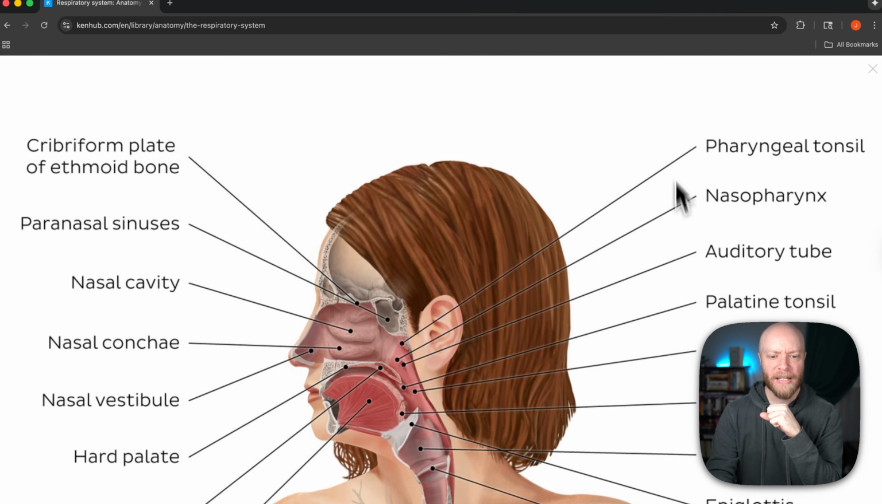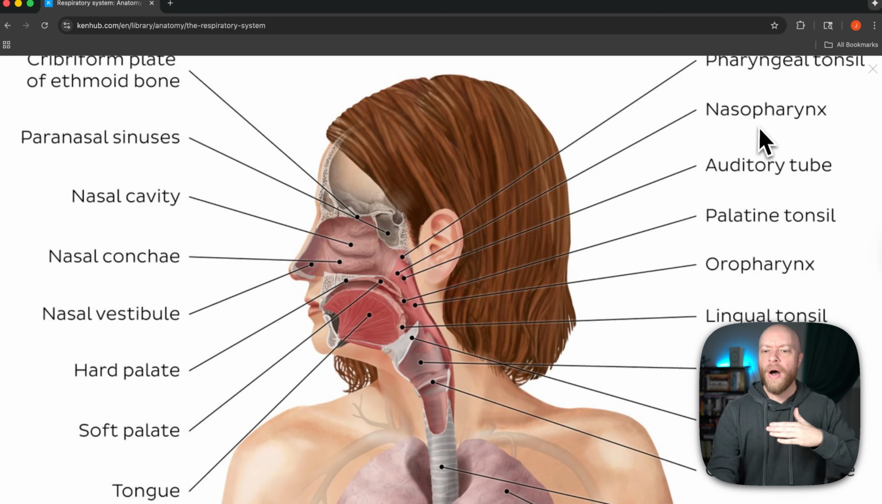So I'm going to go ahead and hit this magnifying glass. It's just going to give us a bigger view. We're not going to go over every single one of these terms. Instead, I just want to look at this from a broad, high-level view, just get an understanding of what is going on here.